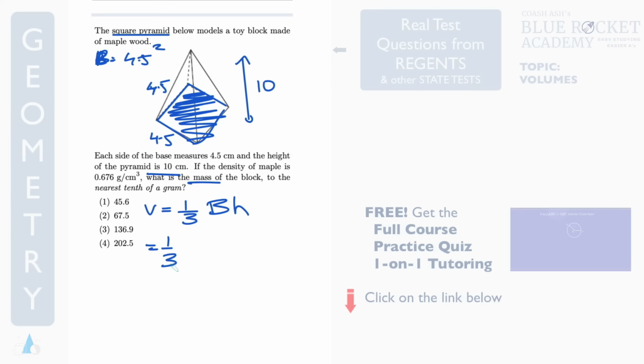So you write down 1 over 3 times 4.5 squared times 10, and of course everything is in centimeters, so you just write down centimeter cubed. When you evaluate this, you're going to get 67.5 centimeter cubed. But remember, this is just volume. What actually is needed is the mass.